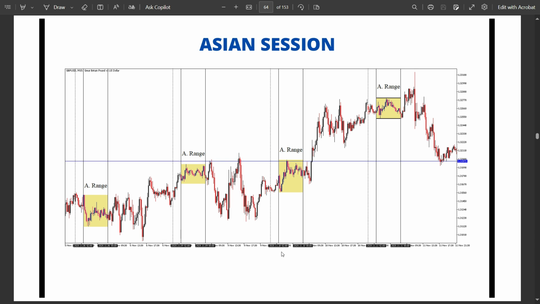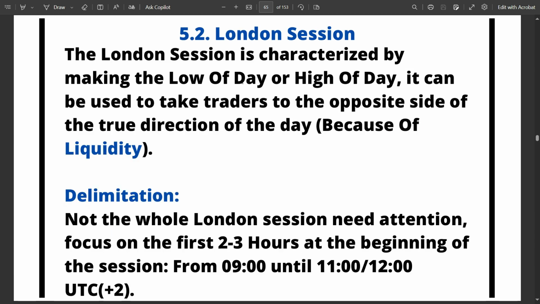The exact time for the Asian session has been specified from 2 a.m. to 8 a.m. Now, let's talk about the London session. During the London session, usually the daily high or low is formed. Due to the liquidity available during this session, traders might place trades in the opposite direction to the market's movement. Regarding the sweet topic of liquidity, pay special attention to the first 2 to 3 hours of this trading session. For instance, if we take the time as UTC plus 2, it would be from 9 a.m. to 11 a.m. or 12 p.m.